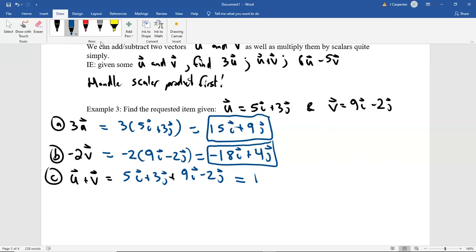5 plus 9 is 14, so that's 14i. 3j minus 2j is 1j, so we don't need to write the 1, we just write a j. So 14i plus a single j. So that says we go right 14 and up 1. So instead of moving u, and then from where u stops moving v, you can just instead move right 14 and up 1. I will demonstrate C after I finish D, because it's an important concept.